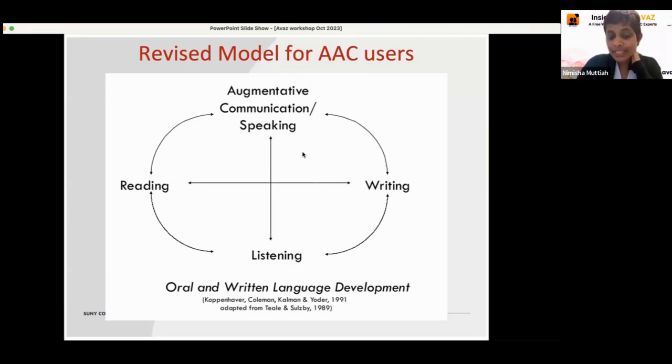So these things, speaking, listening, reading, writing, support each other. It's not that we need speech to form the foundation for later reading and writing. For children who use AAC, all of these things support each other. I hope that's clear. And this is a model from Copenhagen et al.